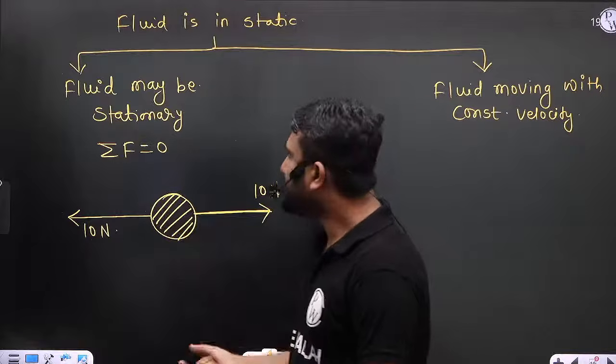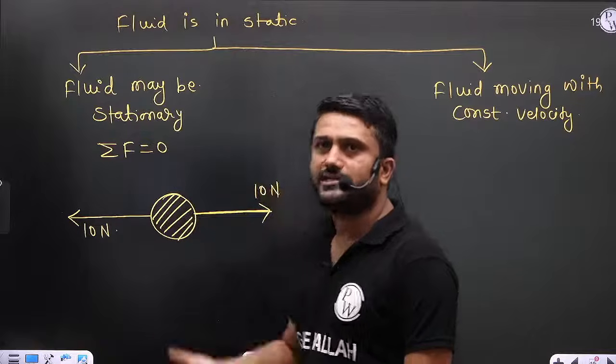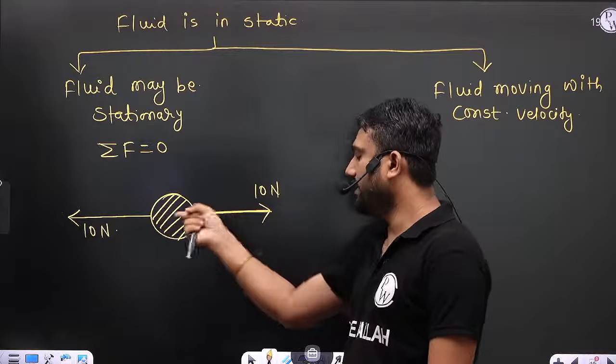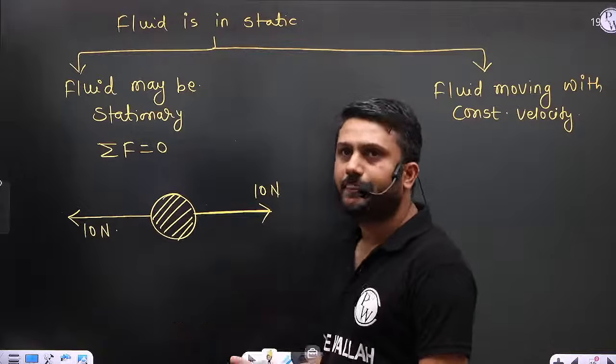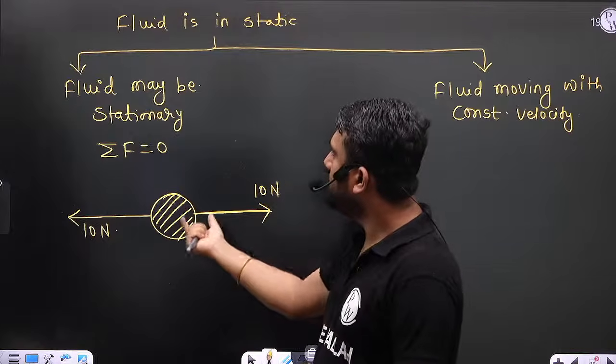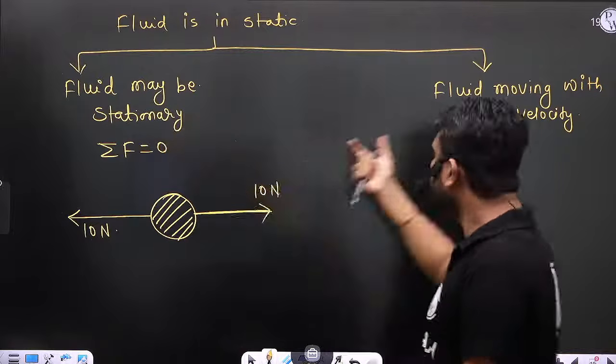Getting my point? So in this case, what is the summation F? What is the summation Fx? If I am saying this is the x direction, then summation Fx is equal to 0, right? So summation F is equal to 0, in this case also and in this case also, right?